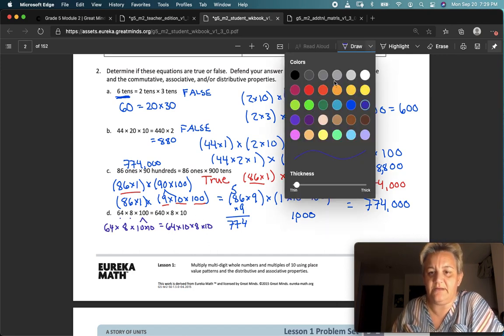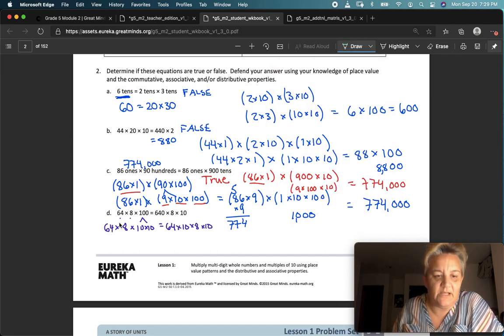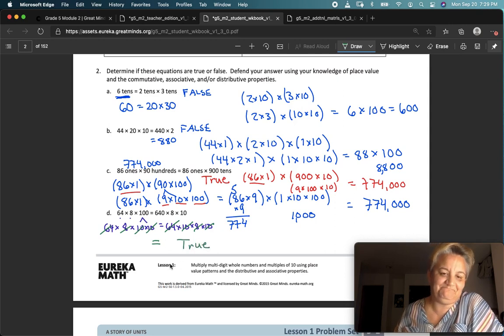So if I look at my numbers here, on the left I have 64, on the right I have 64. On the left I have 8, on the right I have 8. On the left I have 10, on the right I have 10. On the left I have 10, on the right I have 10. Those numbers are equal. This is true. I didn't even need to solve it.